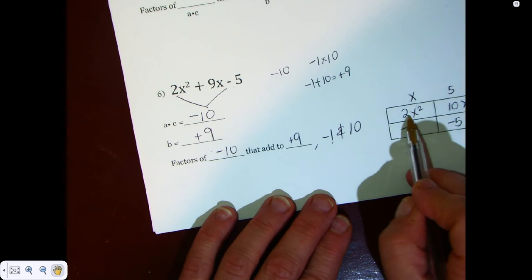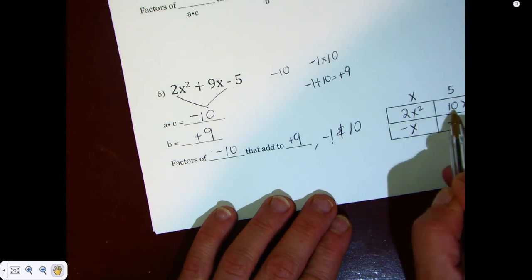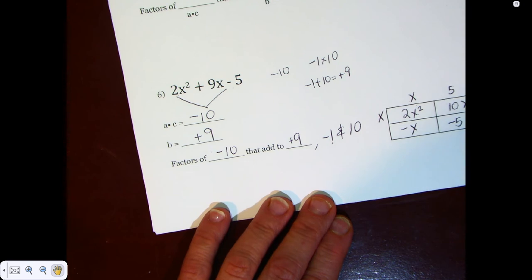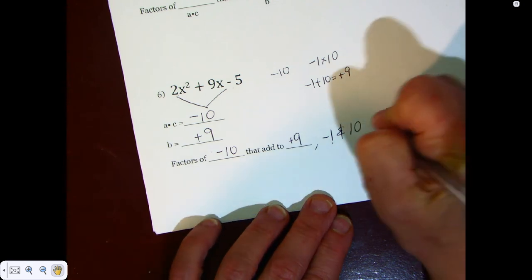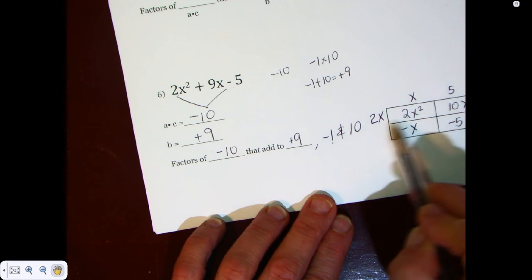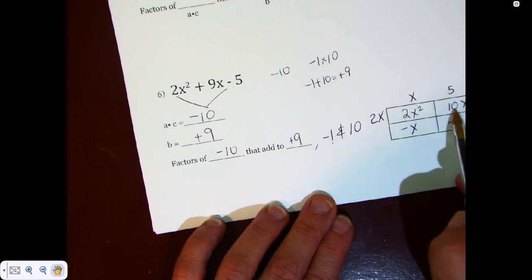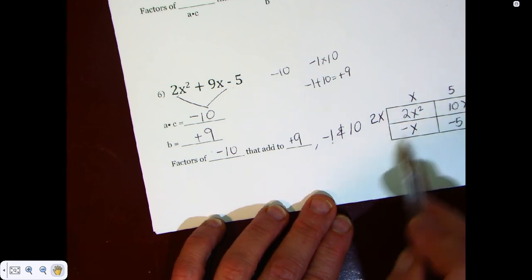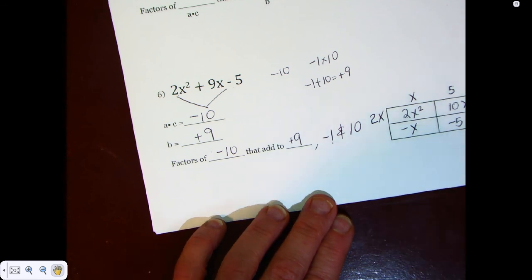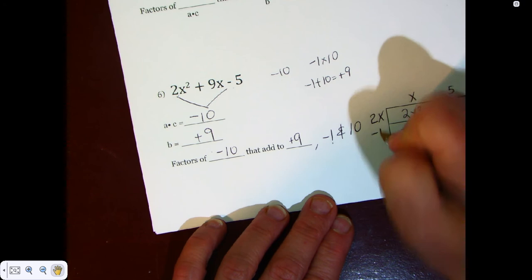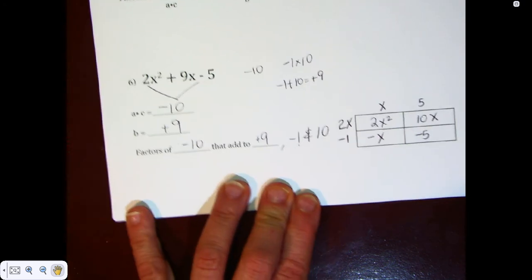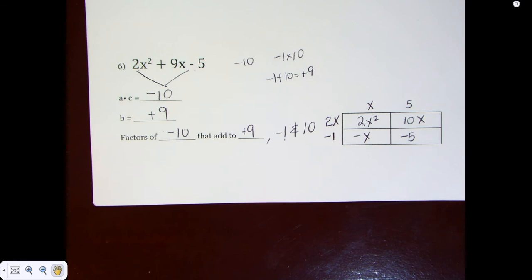Now let's see what's in common between 2x squared and 10x. Well, of course, we have the x. The other thing we have in common is the 2, because 2 times 1 is a factor and 2 times 5 is a factor. What is in common between the -x and the -5? The only thing in common is a -1. It's really just the negative sign, but having a 1 in front of it works.